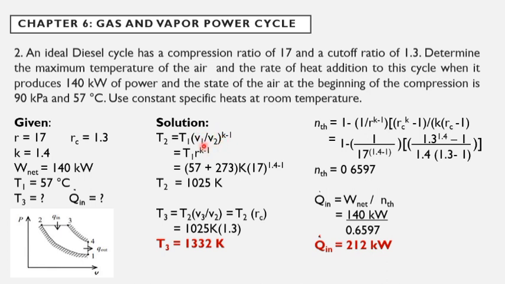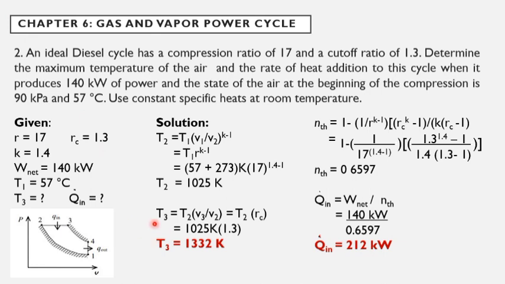So since volume 1 over volume 2 is the compression ratio, we have the value of temperature 2 is equal to temperature 1 times the compression ratio raised to the power of k minus 1. So we have (57 + 273) K times 17 raised to the power of 1.4 minus 1. Our temperature 2 will be 1025 Kelvin.